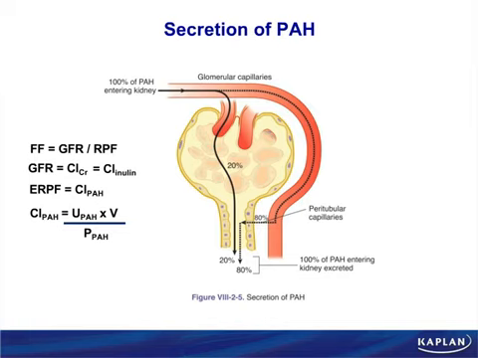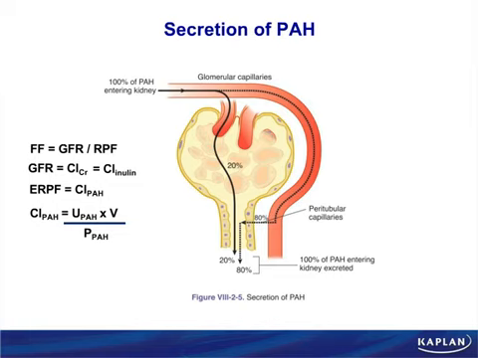Now, let's say you have 1,000 molecules of PAH entering the kidneys. Your renal plasma flow now has 1,000 molecules. Well, you're still going to filter 20%. That's constant. You're now going to filter 200 milligrams. You now have 800 milligrams left at the peritubular capillaries. But your transport maximum is 80. You don't have to know that number. I'm just giving you an example. Your transport maximum is 80 milligrams.